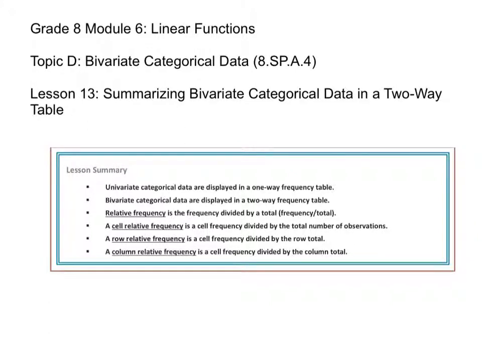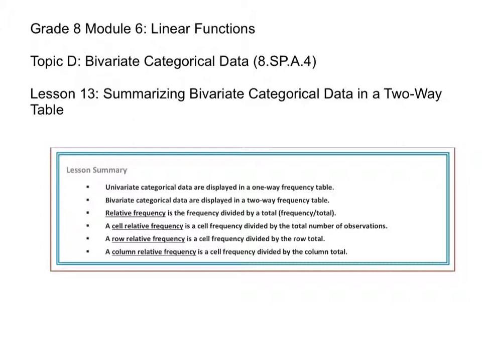Grade 8, Module 6, Linear Functions. Topic D, Bivariate Categorical Data. Lesson 13, Summarizing Bivariate Categorical Data in a two-way table.